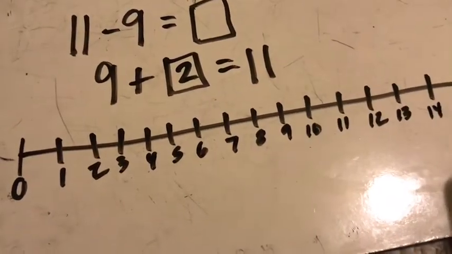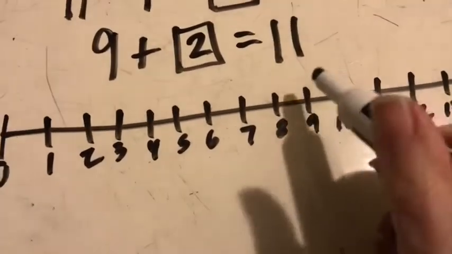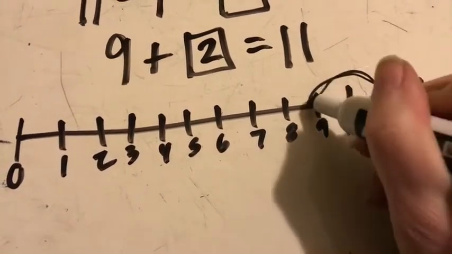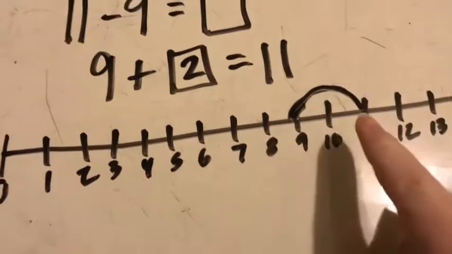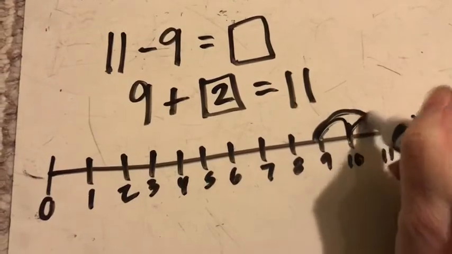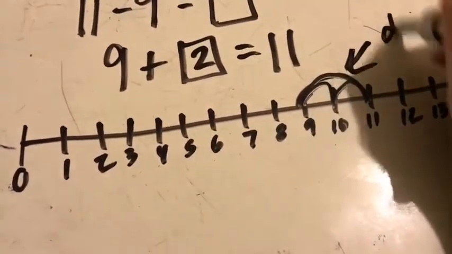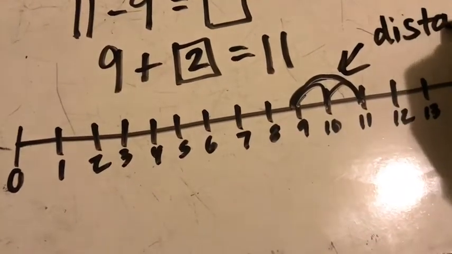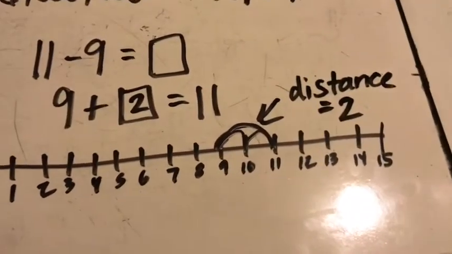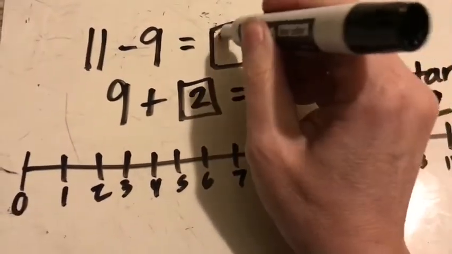Okay, so if I was comparing 9 and 11 on a number line, and I'm looking for the distance between 9 and 11, the difference between those two numbers, can you see that it's a jump of 2? I can even go like this, 1, 2. So the difference or the distance between 9 and 11 is 2. So that means that the difference between 11 and 9 is 2. So 11 minus 9 is 2.